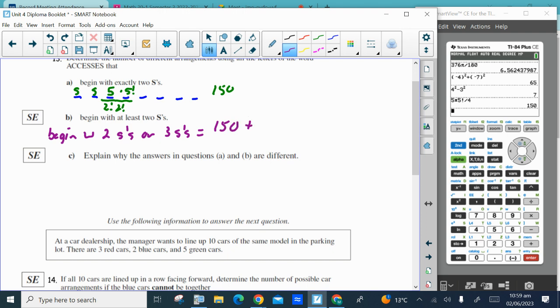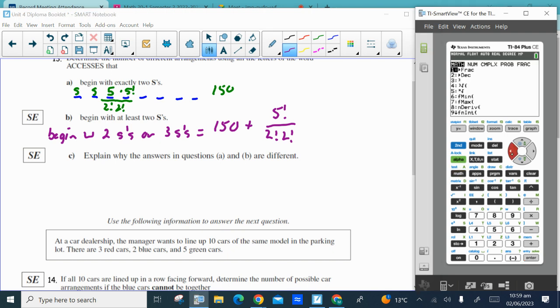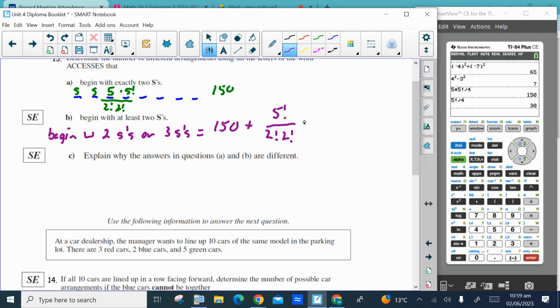So for part B, if it begins with all 3 S's, that means you have 5 letters left, but again, there's repetition. You have 2 A's and 2 C's. So you have to divide by 2 factorial twice. So this will just be 5 factorial over 4, which is 30. So it's 150 plus 30. The answer is 180.